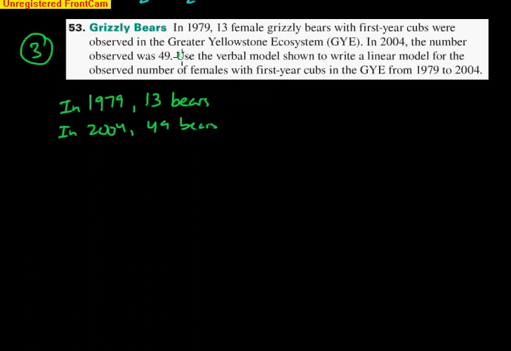And then it says use the verbal model. We don't have that, so I'm going to not include that. Use the verbal model to write a linear model for the observed number of females with first-year cubs in Greater Yellowstone ecosystem from 1979 to 2004. Okay. So what I need here is I need these two things to become points.